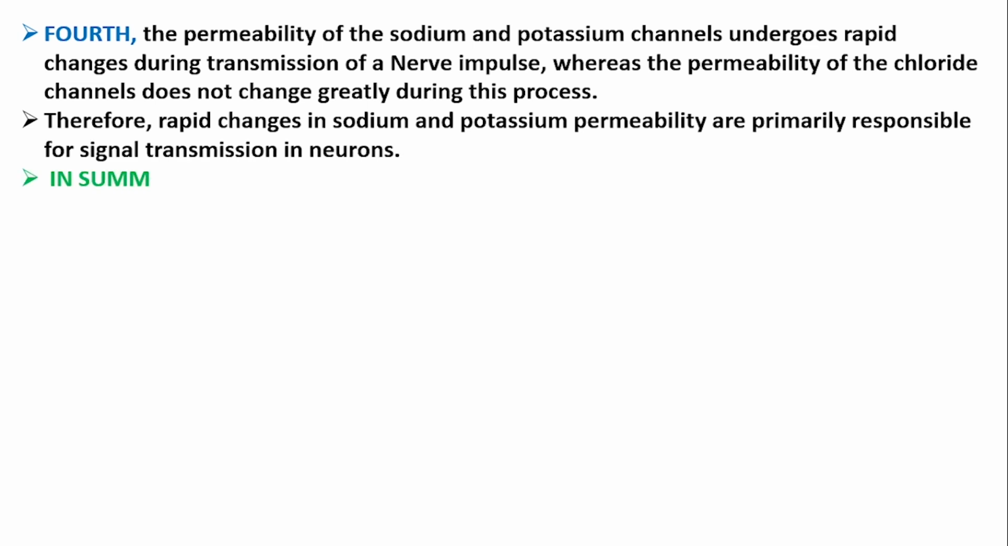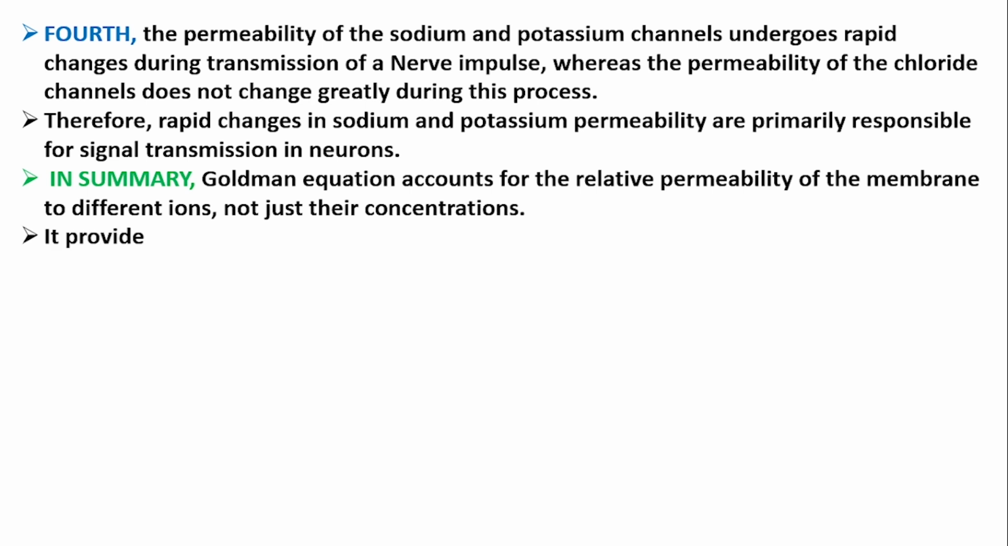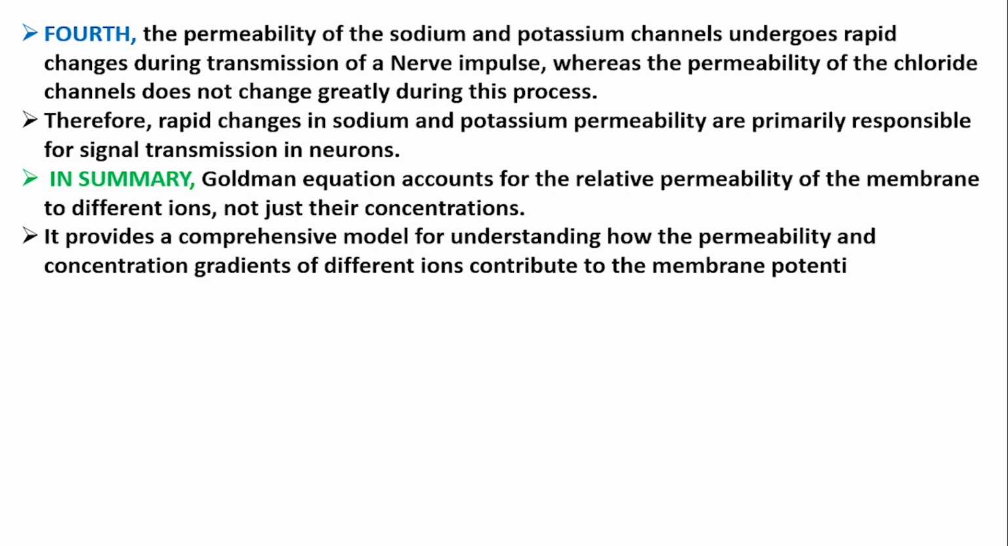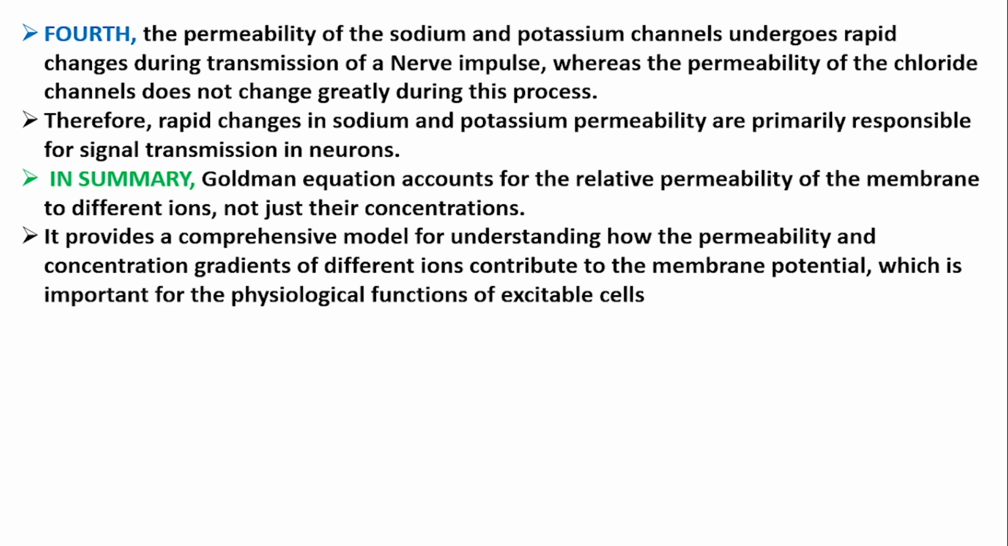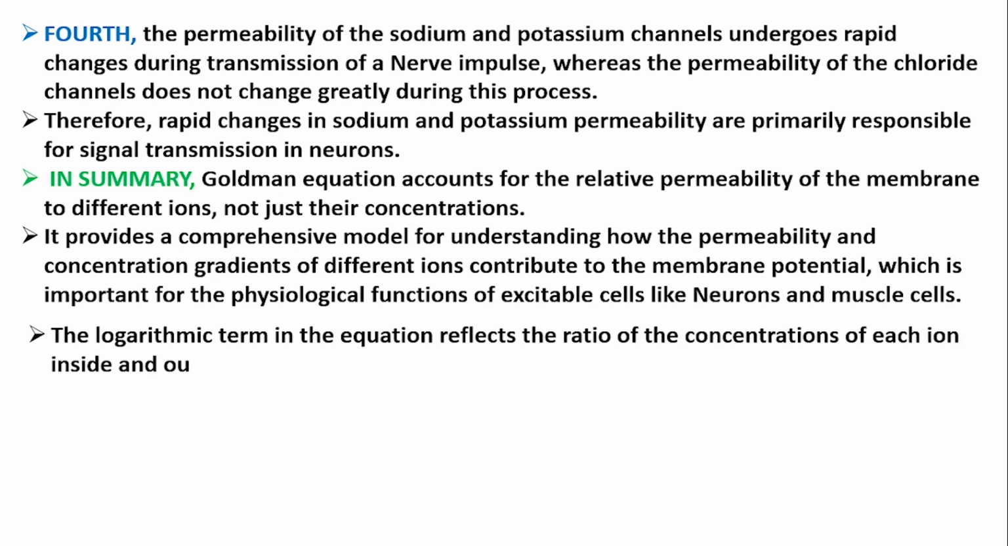In summary, the Goldman equation accounts for the relative permeability of the membrane to different ions, not just their concentrations. It provides a comprehensive model for understanding how the permeability and concentration gradients of different ions contribute to the membrane potential, which is important for the physiological functions of excitable cells like neurons and muscle cells. The logarithmic term in the equation reflects the ratio of the concentrations of each ion inside and outside the cell.